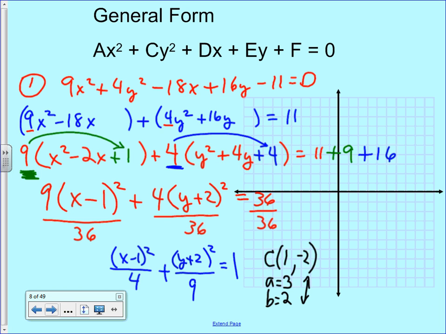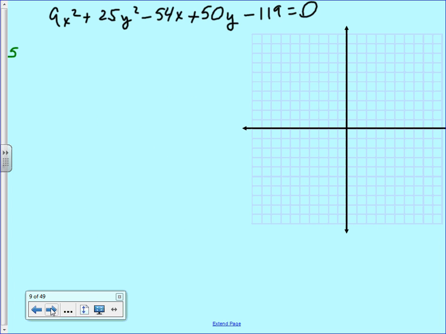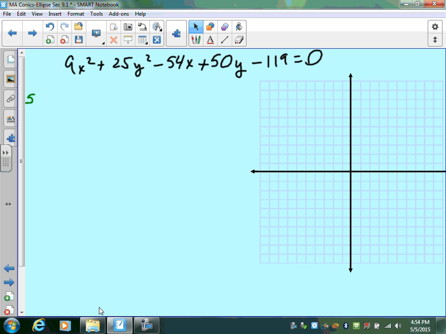Now, I know there's a graph over there, but you don't have one on your paper, so we're not going to graph that. Let's look at the second one. Can you do this one by yourself? Try it by yourself. At least start it by yourself. Look at the clock, and I'll give you a minute and a half.